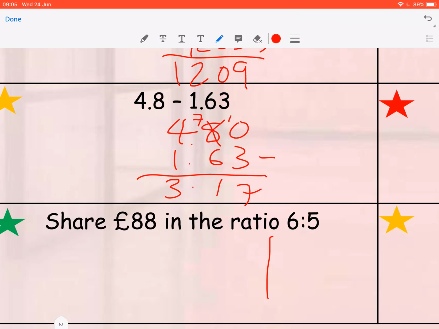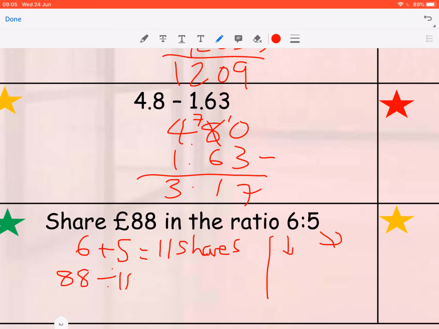Next, a bit of ratio. I've got 6 on the left and 5 on the right. £88 is what we're dealing with. Add the shares first. 6 plus 5 is 11 shares. Then I've got 11 shares altogether. £88 divided by my number of shares gives me £8 per share.